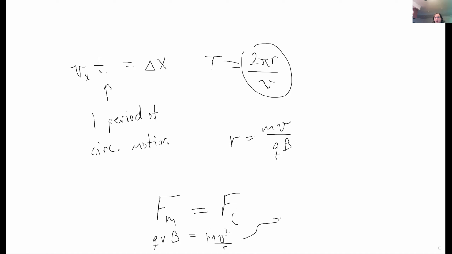And we solved this for r. Remember we did that as like a little exercise? So when you solve that, you get r equals mv q over b. And you just have to remember the meaning of v here. So v is the velocity that is perpendicular to b.